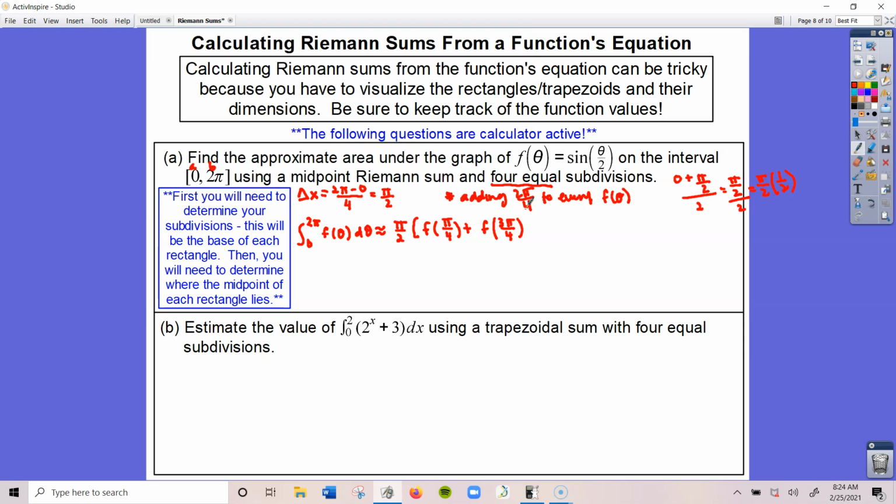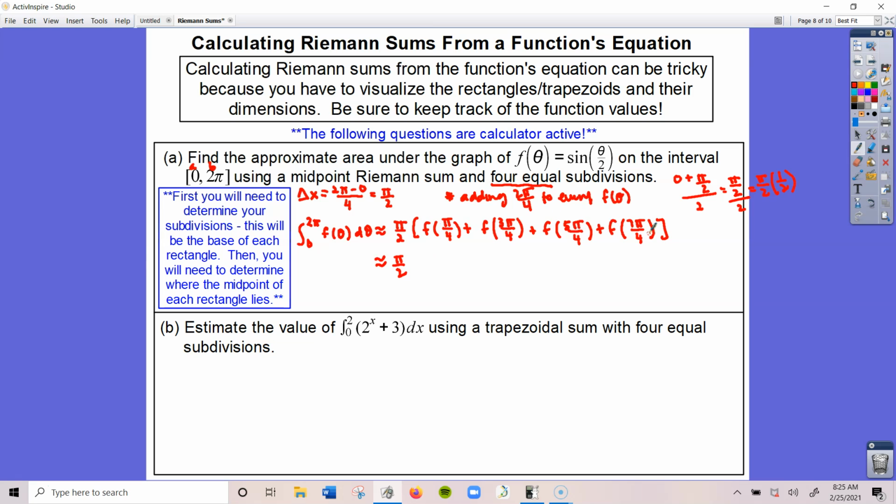Since our first midpoint is pi over 4, I need to add pi over 2, which is equivalent to 2 pi over 4. So I'm going to add another: 3 pi over 4 plus 2 pi over 4 is 5 pi over 4, plus f of 7 pi over 4. If I were to keep adding the 2 pi over 4, I would get 9 pi over 4, which is more than 2 pi. So this is the end of my interval. Again, it also tells us 4 equal subdivisions, meaning we would have 4 rectangles. So I have 4 function values. So here we go. We have pi over 2.